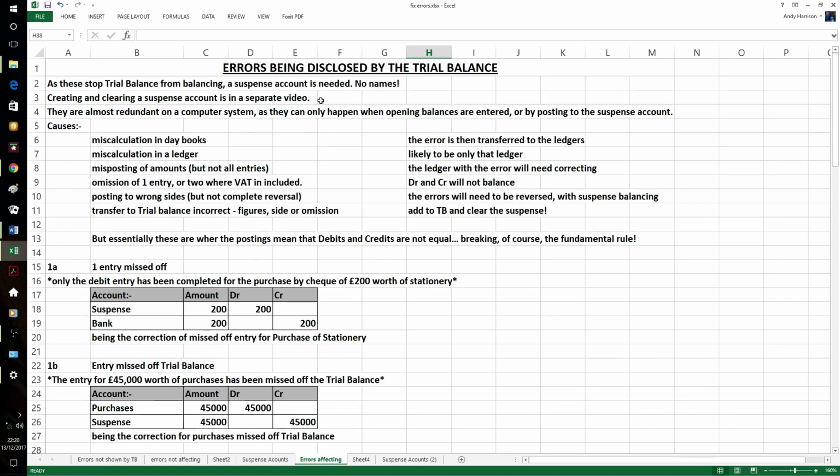So we know we're going to have a suspense account. Also mentioned, they're almost redundant on a computer system, but they can happen. We could get our opening balances wrong, so that's essentially missing off an entry, a single-sided omission. Or we could actually post into the suspense account. If, for instance, we didn't know which account to post something into, we can post into the suspense account on most computer systems and then move it out later. This would of course allow the transaction to be posted and VAT, for instance, to be claimed back.